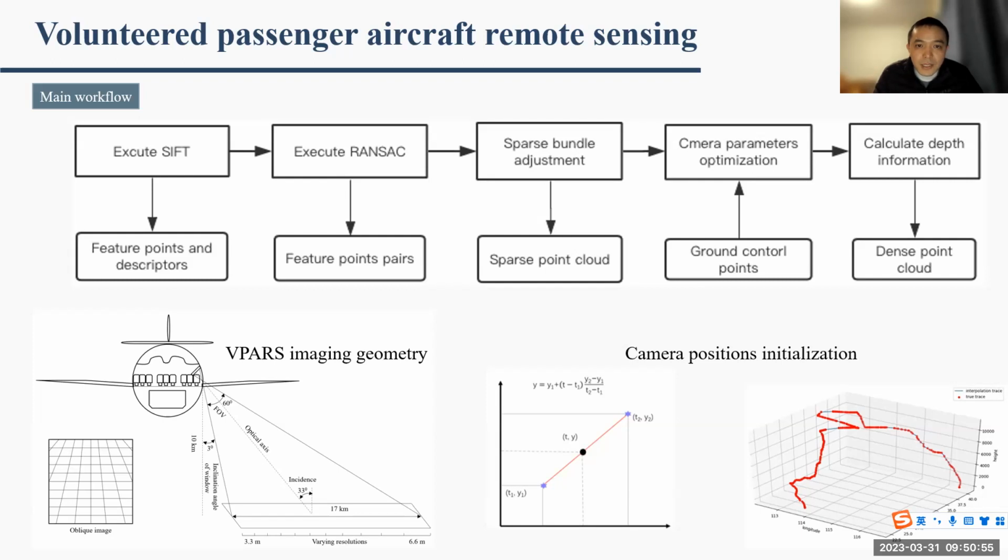For one case, we use the images from only one passenger aircraft. So what would be the frequency of the data to monitor a flood, since the flood won't last very long? How many flights would you need to get one flood mapping?